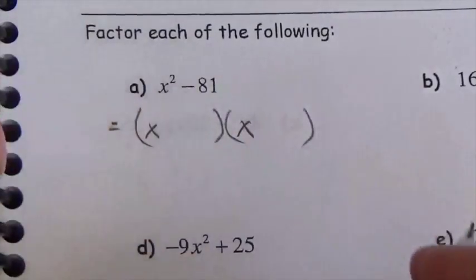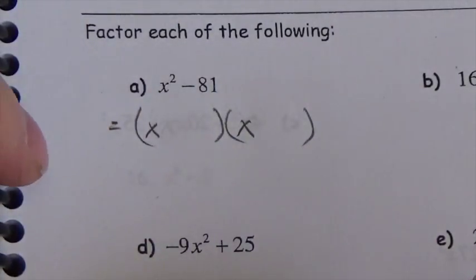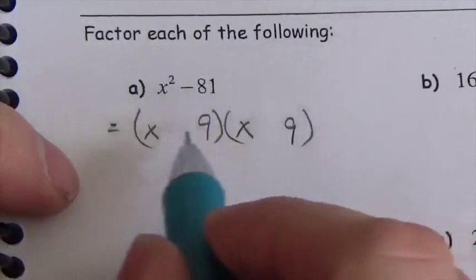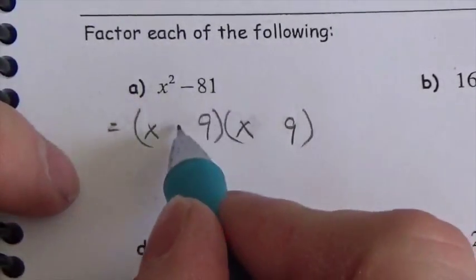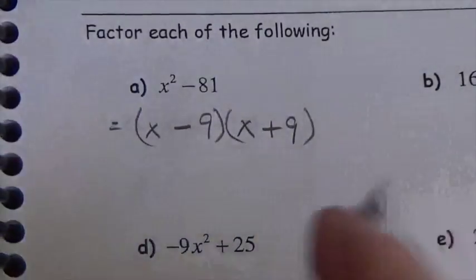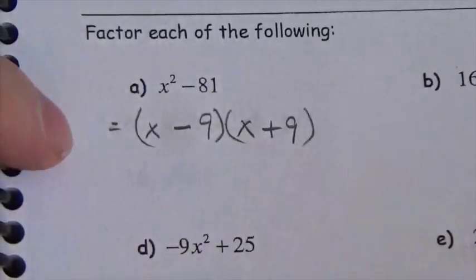Now, 81, what's the square root of 81? 9. So I'm going to put a 9 here and a 9 here, and then because this is a difference of squares, I'm going to have different signs there, so I've got the two conjugates multiplied together. So there we go, x minus 9, x plus 9.